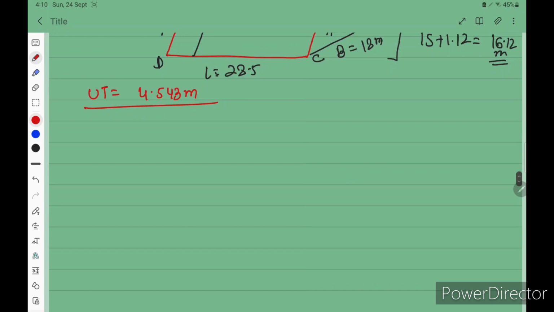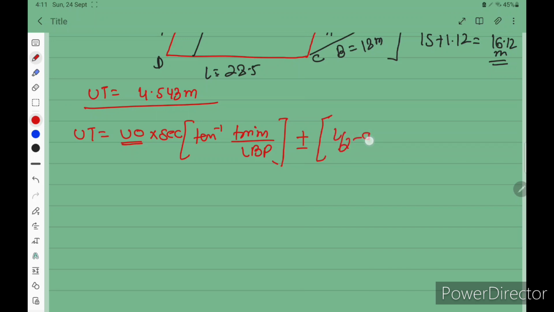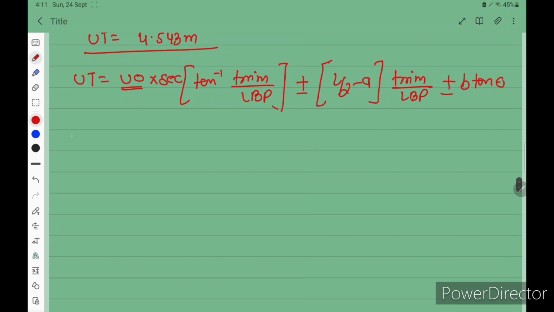Okay, what is the formula for radar gauge? So UT is equal to UO, observed ullage, we need to find this one, into formula sec tan inverse trim by LBP plus minus L by 2 minus A, trim by LBP plus minus B tan theta. If you want to learn anything basic, my first video on tanker numericals, you can go and watch. Okay, so this is the formula. There are 3 basic formulas. If you learn these 3 basics, all the tanker numericals are solved.